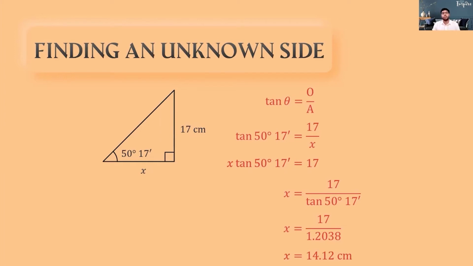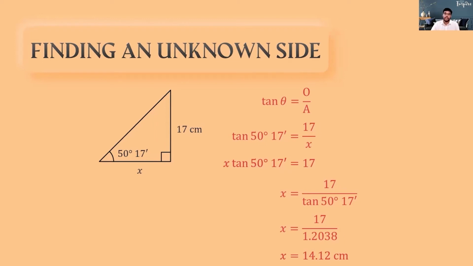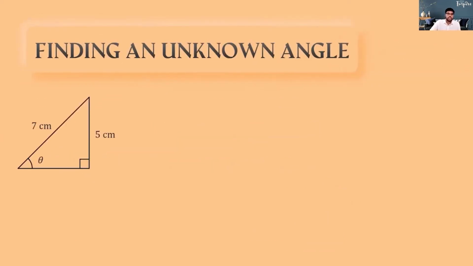Now I hope finding an unknown side is clear. So let's go to finding an unknown angle, right? Children, here's another triangle, and we have the opposite as 5 and the hypotenuse as 7. Opposite and hypotenuse, we should use sine, right? So sine theta is equal to opposite over hypotenuse. Opposite is 5, hypotenuse is 7. First, I divide them and find the value. 5 divided by 7 gives us 0.7143.